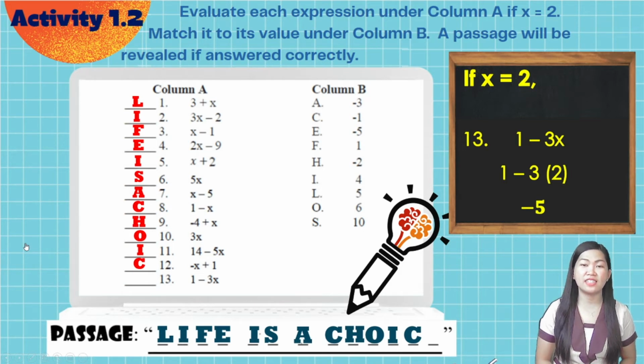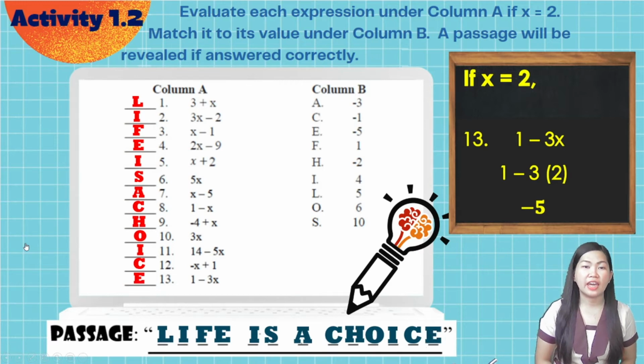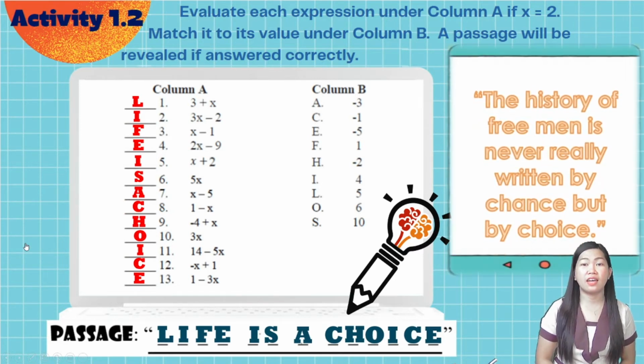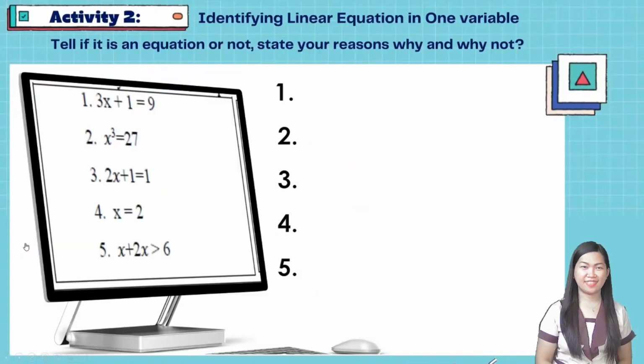So our answer is negative 5, which is in letter A. As you can see, we already revealed the passage, and the passage is "Life is a choice." So class, always remember that the history of a free man is never really written by chance, but by choice.